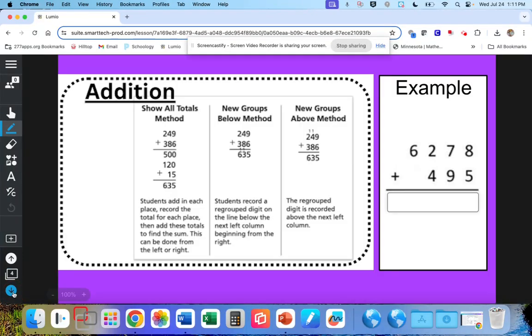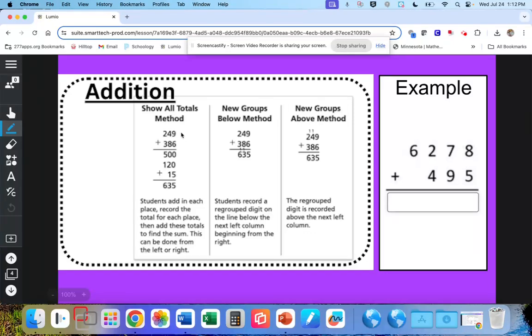Addition. Now, you've been adding numbers since probably kindergarten, and so adding is not something that's new. However, we're going to just keep adding bigger numbers the more we grow in our math. So it's important to understand some different methods and models in order to do this. So the first method we have is the show all totals method.